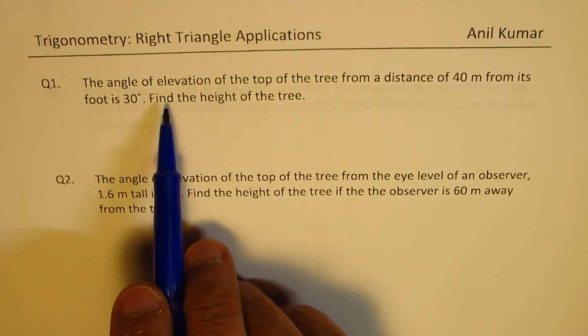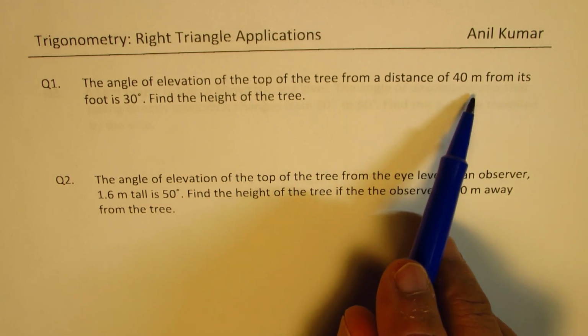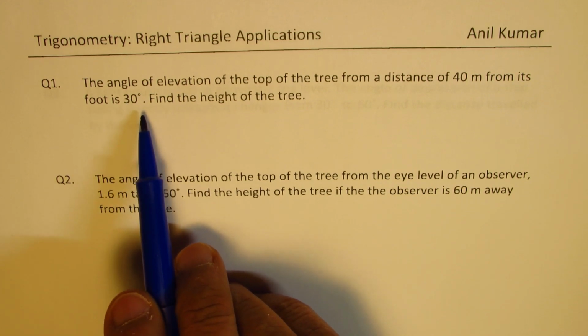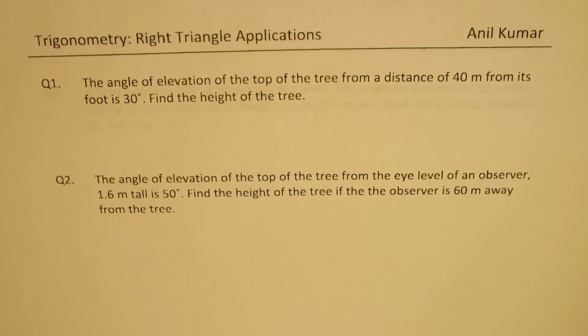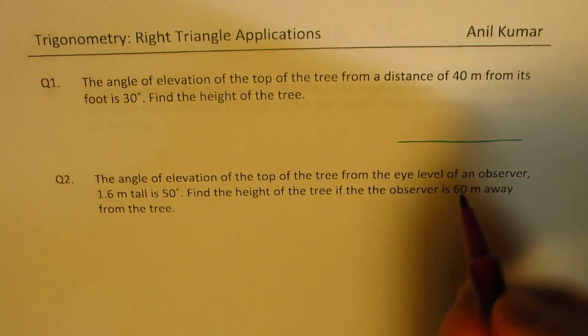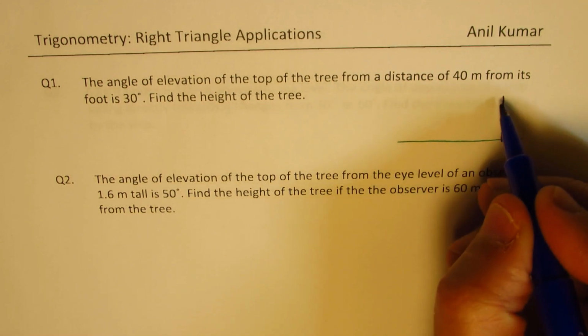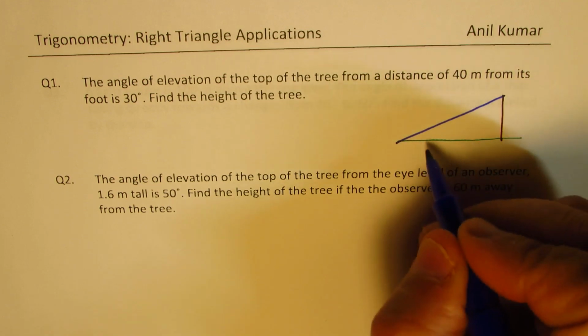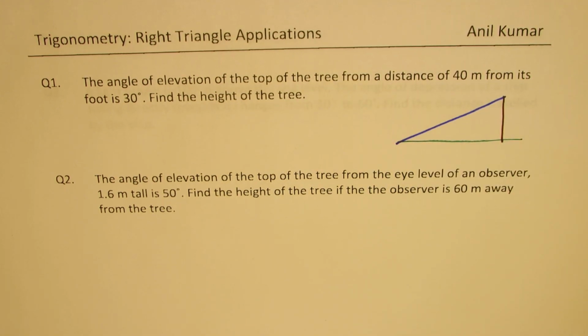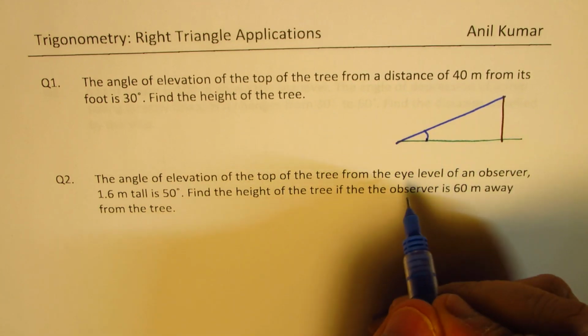Question number 1 is, the angle of elevation of the top of the tree from a distance of 40 meters from its foot is 30 degrees. Find the height of the tree. So always what we are going to do is make a sketch, right? So let's say this is the ground, right? Let's say that is the tree. And the angle of elevation is looking upwards. The angle is formed with the horizontal, right? So always elevation and depression, both the angles are with the horizontal.